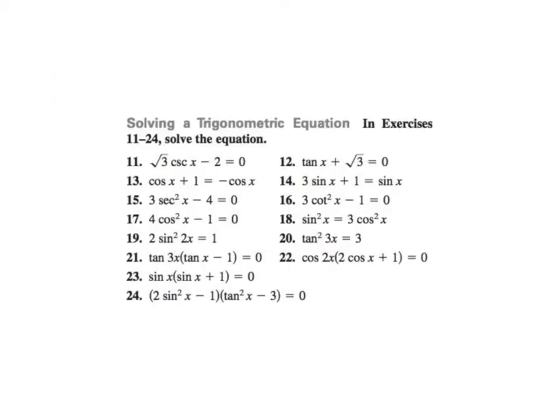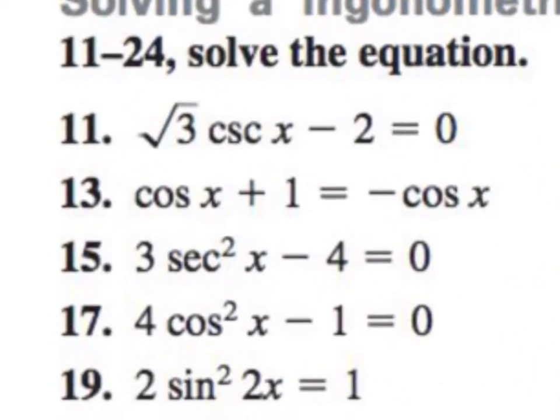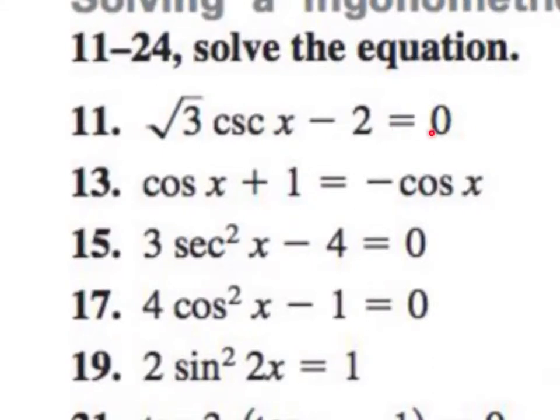All right, when you get to problems 11 through 24, there's different things that you could be looking at. So let's just entertain one at a time. Number 11, what you're going to do is add 2, divide by radical 3, and then determine where does cosecant give you that solution, okay? Or you can write 1 over sine and determine where does 1 over sine give you that solution. That's one way of doing it.